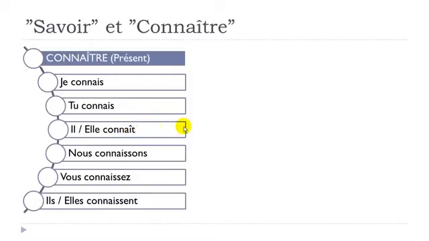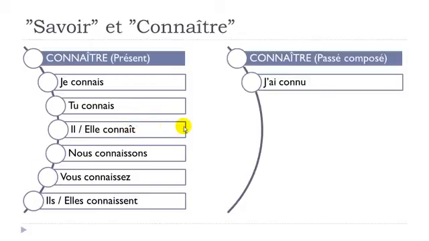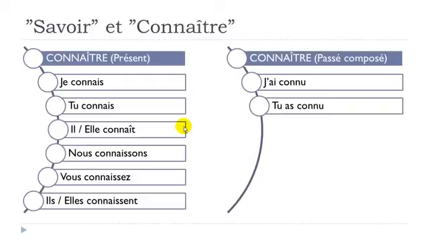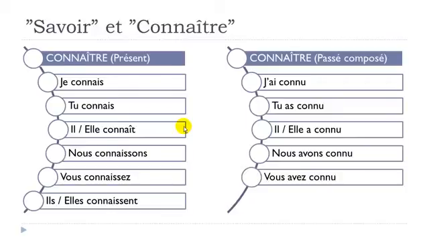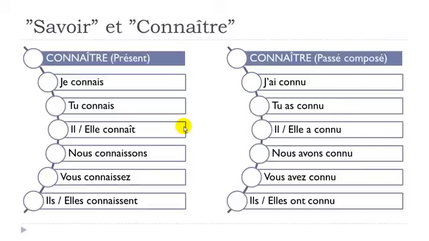Let's see how it goes for the passé composé form. J'ai connu, tu as connu, il a connu, elle a connu, nous avons connu, vous avez connu, ils ont connu, elles ont connu. Same rule: first avoir at the present form, then the participe passé form of connaître, which is connu. It goes everywhere for each person.